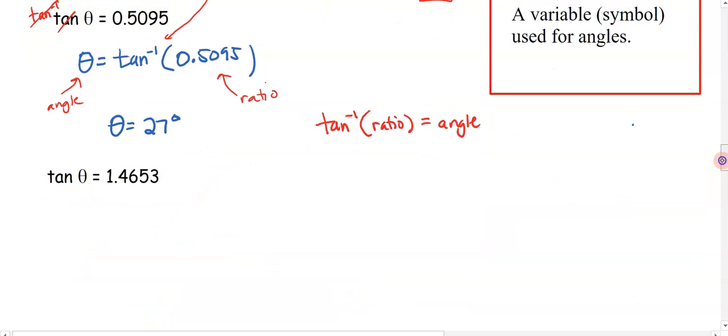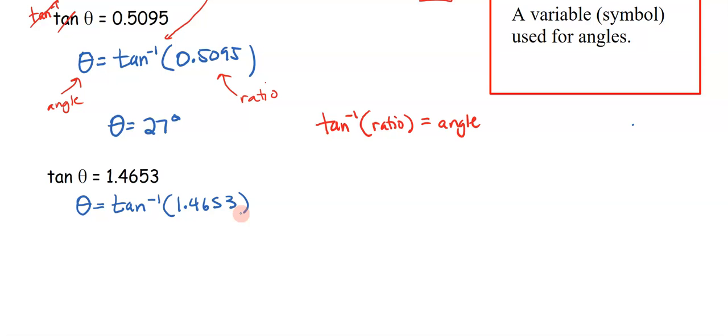Let's try one more. Tan theta equals this ratio. So to find theta, I have to do the tan inverse, right? This, I don't write tan anymore because tan inverse undid it and it's gone. But I have to write it on this side. And there you go. Now I just go to my calculator, I type that in, 1.4653, and I get theta is 55. If I want it to the nearest degree, I'd round it up to 56 degrees.